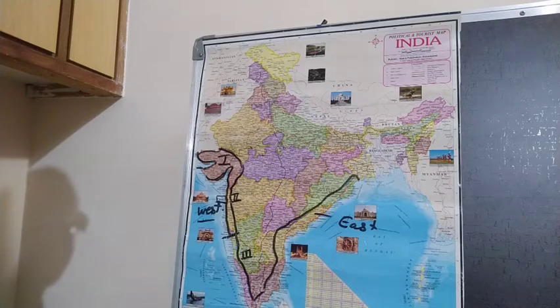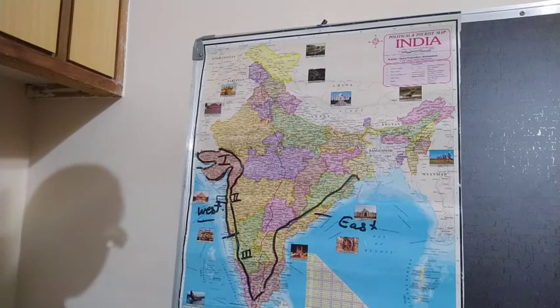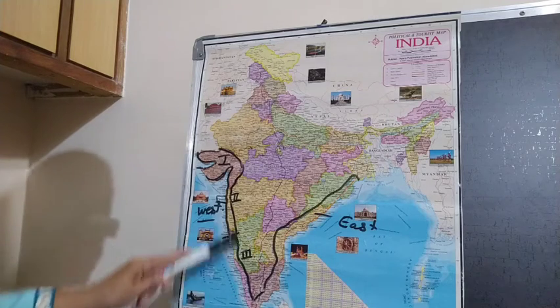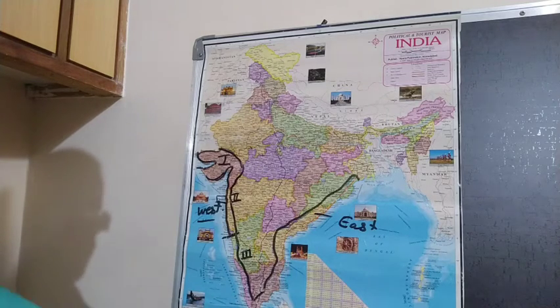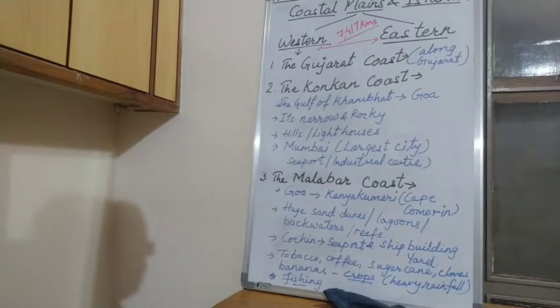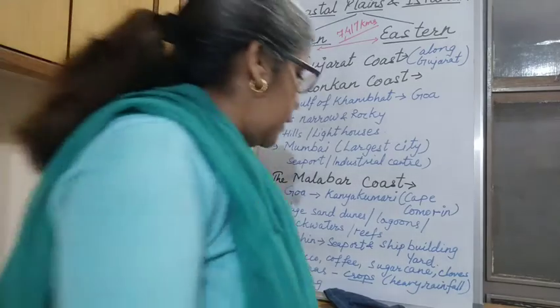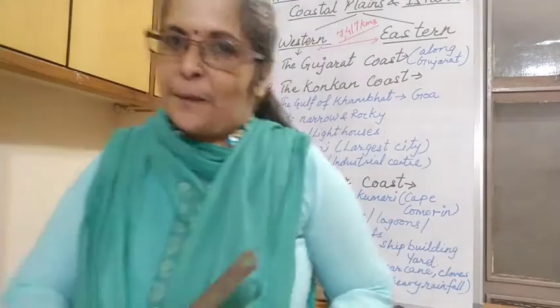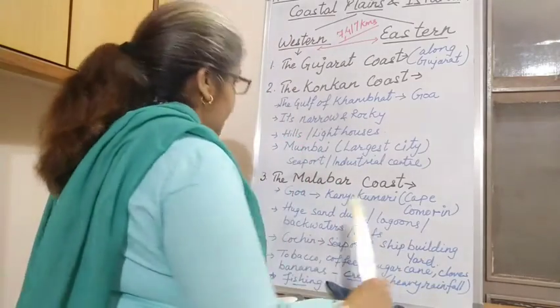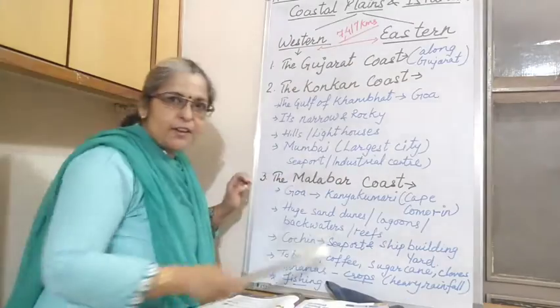Okay. Now this was all about your western coastal plain on the map. This time we are having the map pointing also. Now let me explain to you. Okay, I hope you understood from the map about the western coastal plains. Now let's revise here also.